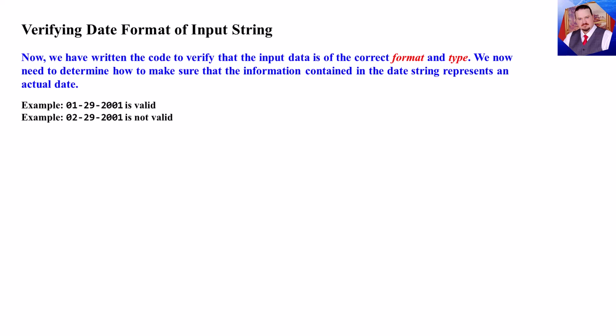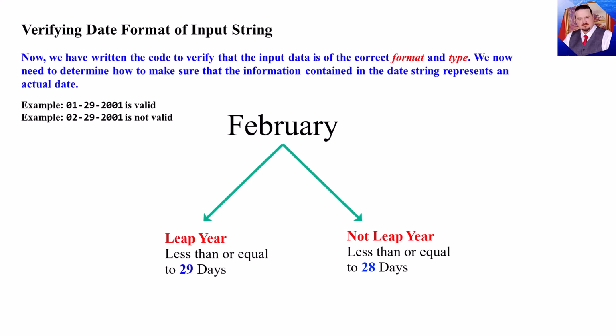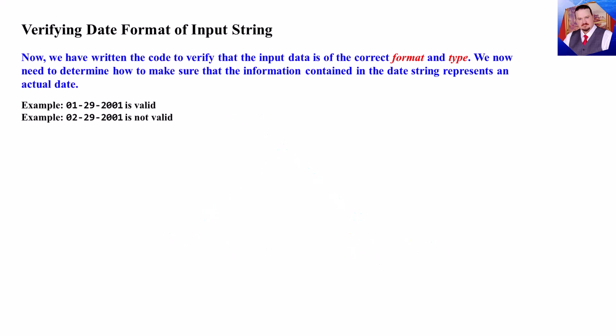So it seems that we can do this in a very straightforward manner. We know how many days January has. It has a maximum of 31 days. So if the month is January, the day entered in the date string would have to be between 1 and 31. If the month was April, the day would be between 1 and 30, etc. Now, for February, we have to check two things. If it's a leap year, we allow a maximum day of 29, and if it's not a leap year, we allow a maximum of 28. So let's see how we can write this code.